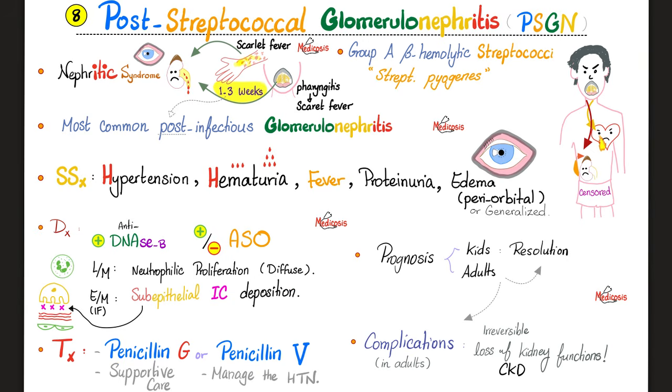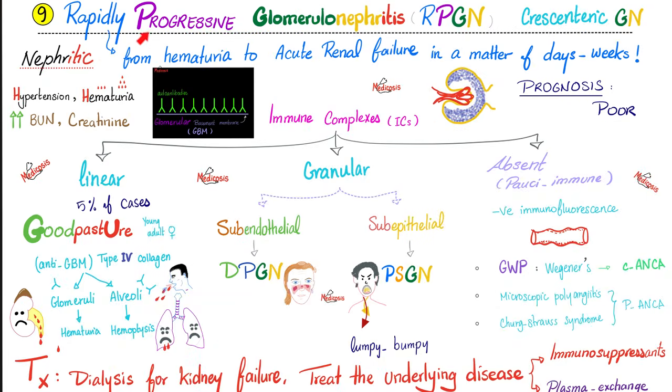It's a diffuse involvement of the kidney with neutrophilic proliferation, subepithelial immune complex deposition. Streptococcal is subepithelial, and you treat with penicillin and supportive care. Complications are rare in children, more common in adults. Hey, medicosis, what if my patient is allergic to penicillin? Give erythromycin. Next, the evil, rapidly progressive glomerulonephritis, from blood in the urine to complete kidney failure in a matter of days. That's evil. Crescentic action here because of the proliferation of the parietal layer of the epithelium.